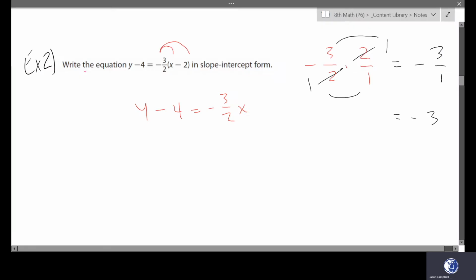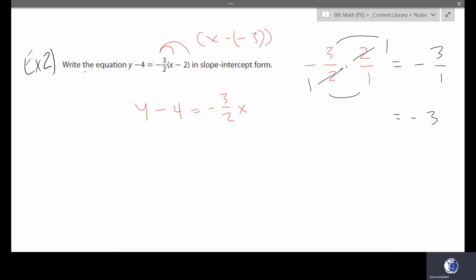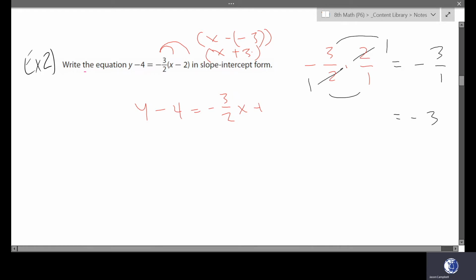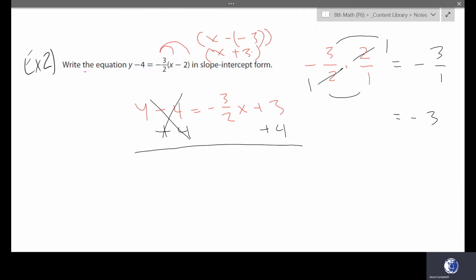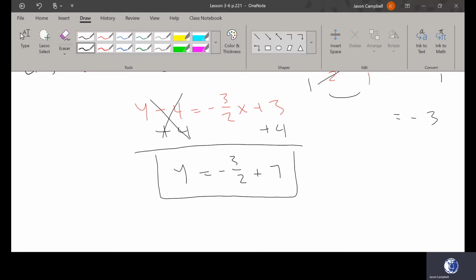Now when you plug the -3 in, x subtract -3. Subtracting a negative is like adding, so we end up with x add 3. So add 3. Next, I'm going to add 4 to both sides to get that y by itself. I end up with y is equal to -3/2 x add 7. And that is the equation written in slope-intercept form.